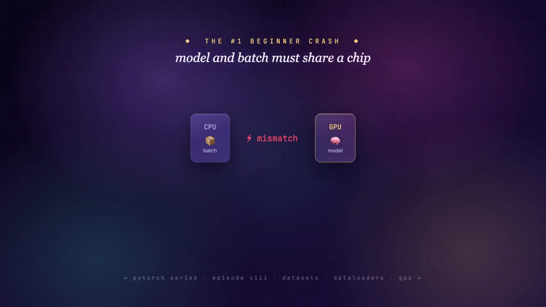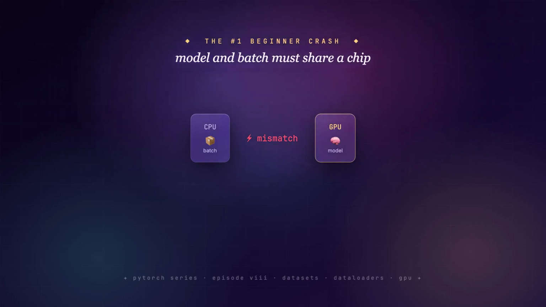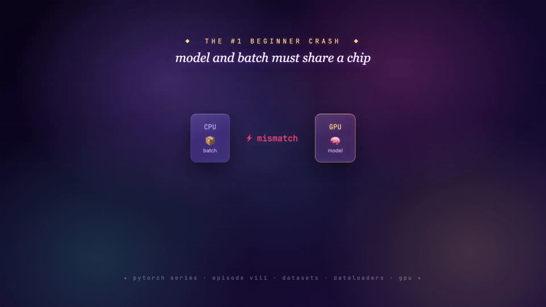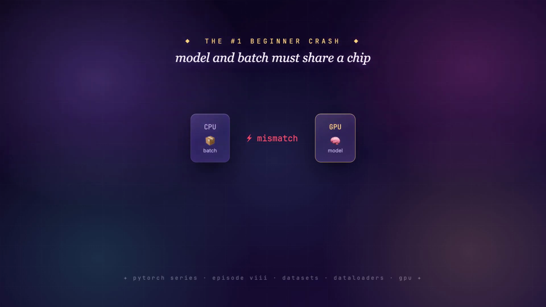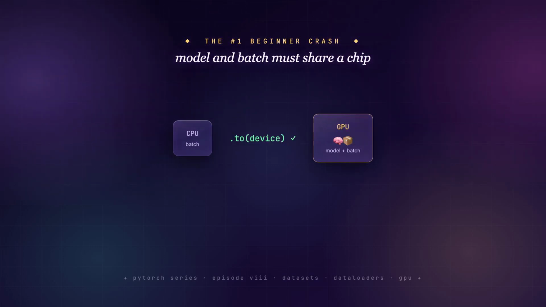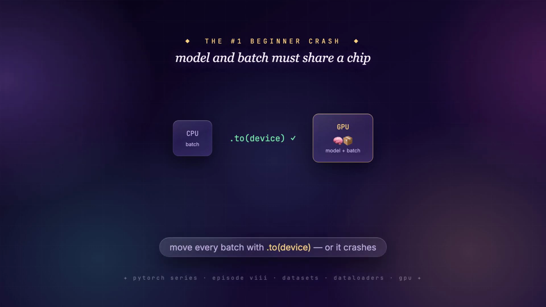Now the GPU itself. Here's the one rule that trips up everyone. Your model and your data have to live on the same chip. If the model is on the GPU and the batch is still on the CPU, PyTorch throws a device mismatch error and the whole thing stops. The fix is two lines, model.to(device) once and batch.to(device) every loop. Same chip, no crash.